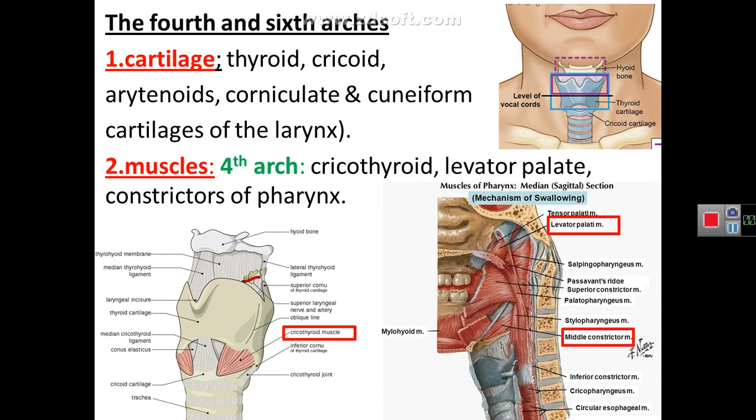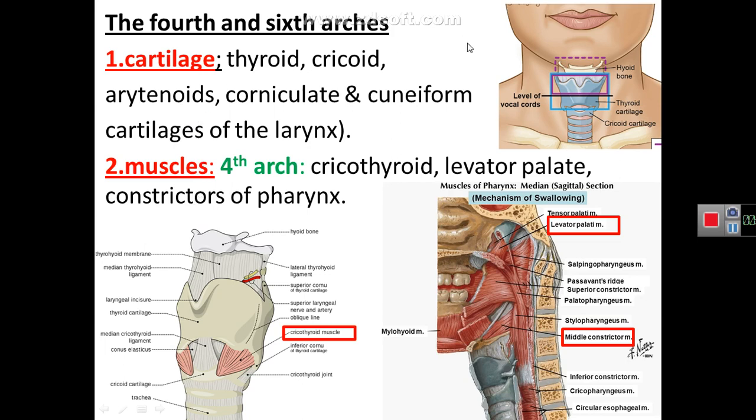After the third arch, we must consider the fourth and sixth arch, because we don't have a fifth arch. The fifth arch is degenerated in humans. The fourth and sixth arch are considered in terms of their derivatives collectively, because these two arches give cartilage and muscles, not like the other three arches we discussed before, forming bone and muscles. This arch forms cartilage and muscles.